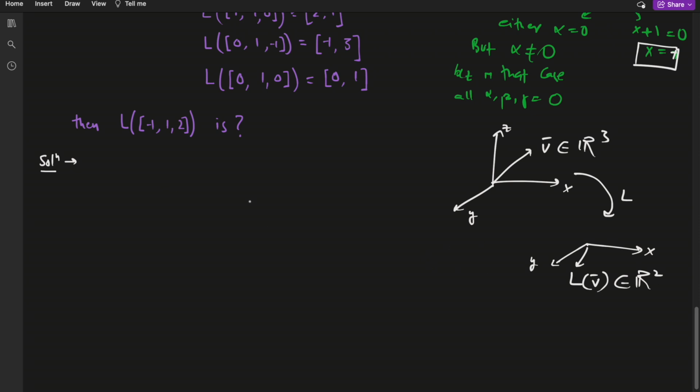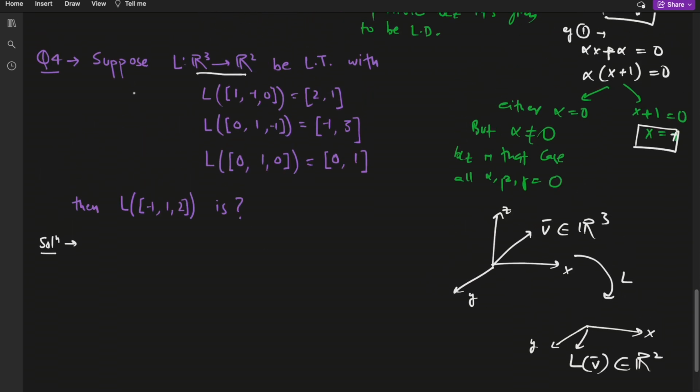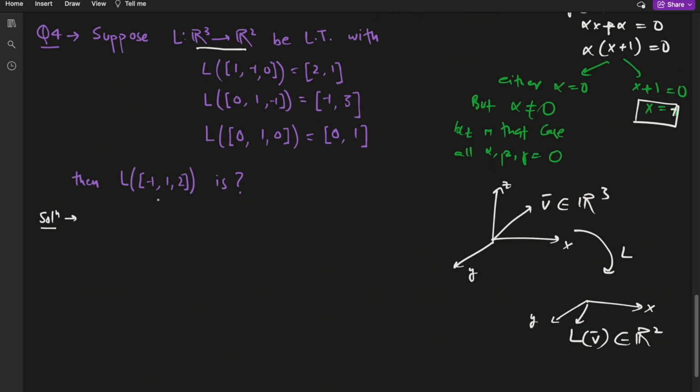Okay, back to the question. It is given that this transformation L is moving these three-dimensional vectors to these two-dimensional vectors, from R3 to R2. Then the question being asked is: what will be the transformation of this vector? This is also a very important question. These types of tricky, concept-oriented questions are always asked in GATE.